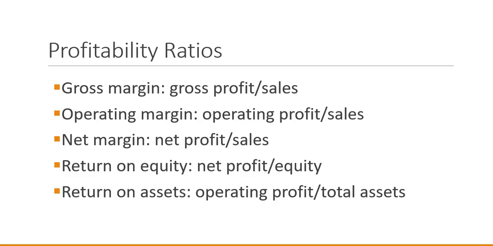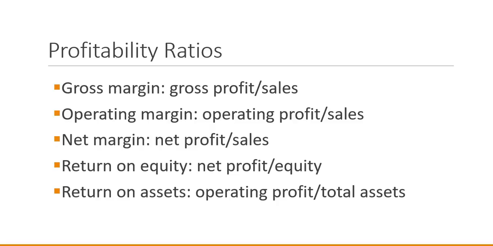Profitability ratios give us an indication of the profit that we're generating through our operations. Gross margin is gross profit divided by sales. So here we're looking at the top section of the income statement. The only expense factored into this calculation is cost of goods sold.